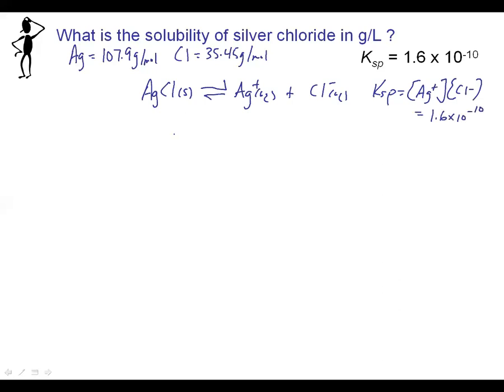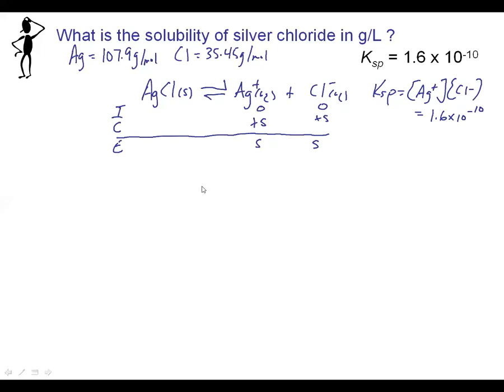So again, we're going to do an ICE table, and because of the solid here, nothing's going to be put there, we're going to assume 0 and 0 to start with. Our change will be plus S and plus S, which means when we do reach equilibrium, we will get S and S. So very similar ICE table like we've done in the past. And in this case, like we've done in the past, we then want to put our equilibrium values into our expression and basically solve, in this case, for S.